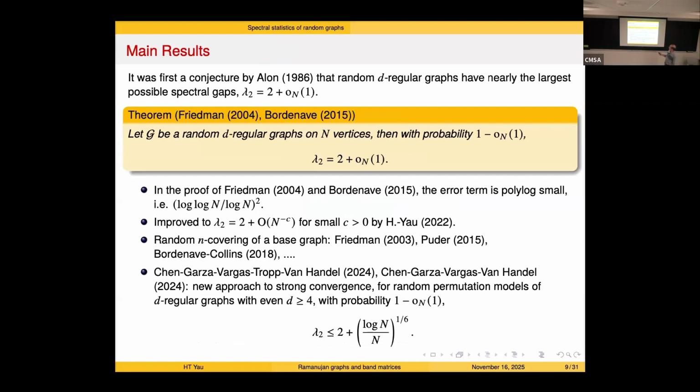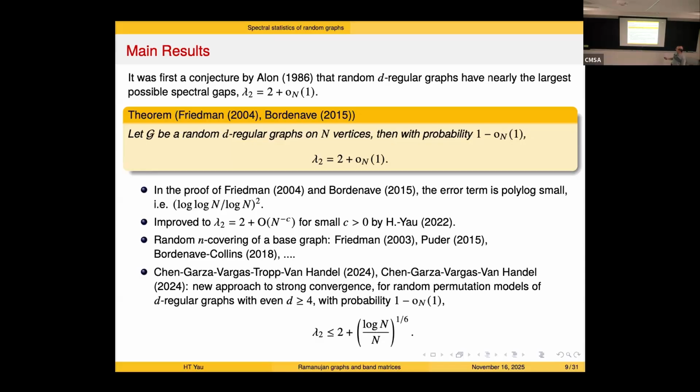Anyway, Noga Alon conjectured that the second largest eigenvalue has to be 2 plus little o of 1. This was first proved by Friedman in 2004. And then another, more general proof is by Bordenave in 2015. And there are a lot of other works I didn't mention. So for a random d-regular graph, with probability close to 1, the second largest eigenvalue is 2 plus little o of 1.